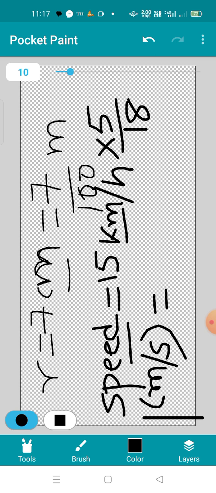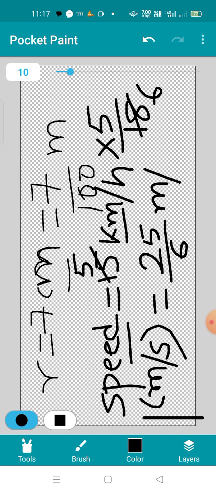So let's simplify this. You can see that 15 and 18 are both divisible by 3. This is 3 5s, this is 3 6s. So you are left with 5 into 5, that is 25 by 6 meter per second. So this is the speed of water through the pipe. We have expressed the speed in its SI unit, that is 25 by 6 meter per second.